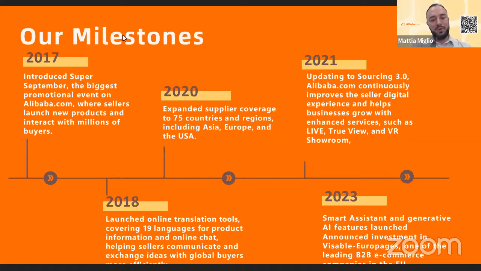Just to give you an example, we were just few people at the Alibaba.com business unit. Today, we have more than 200 employees in 5 offices across Europe that support European sellers to sell on a global scale. In 2021, we upgraded our platform, becoming sourcing 3.0 with new features like live streaming, true view, and virtual reality showroom. Last year, we introduced our AI tool that I will tell you more in a few slides, our smart assistant, but also we have invested in the biggest B2B e-commerce platform in Europe that is called Visible.